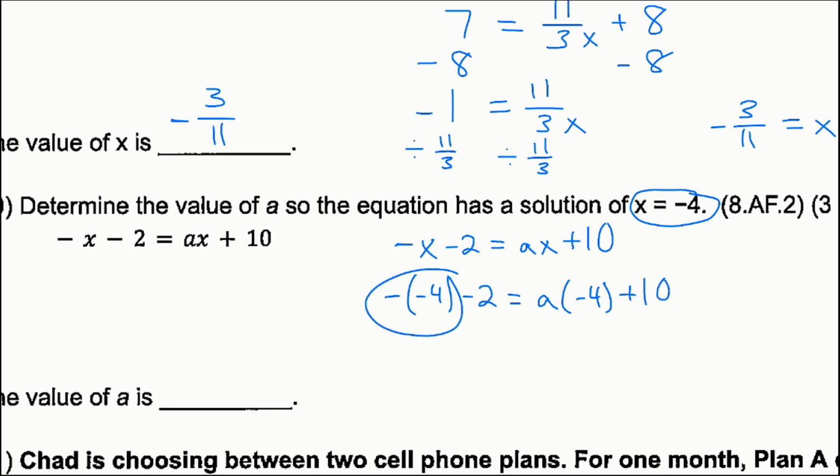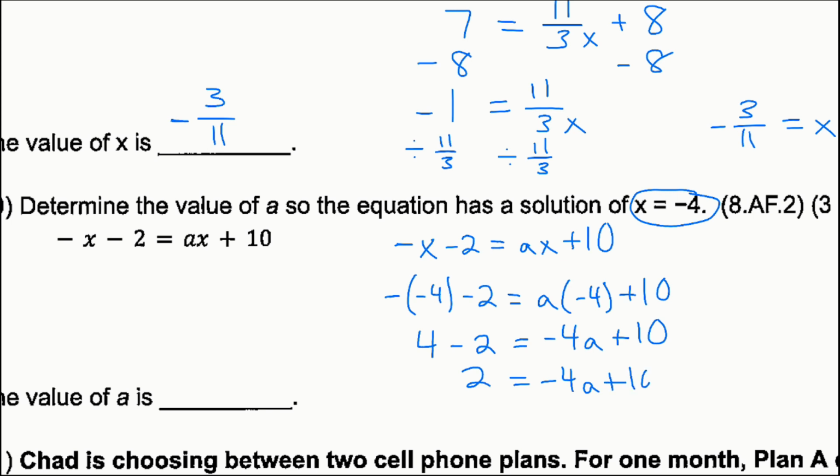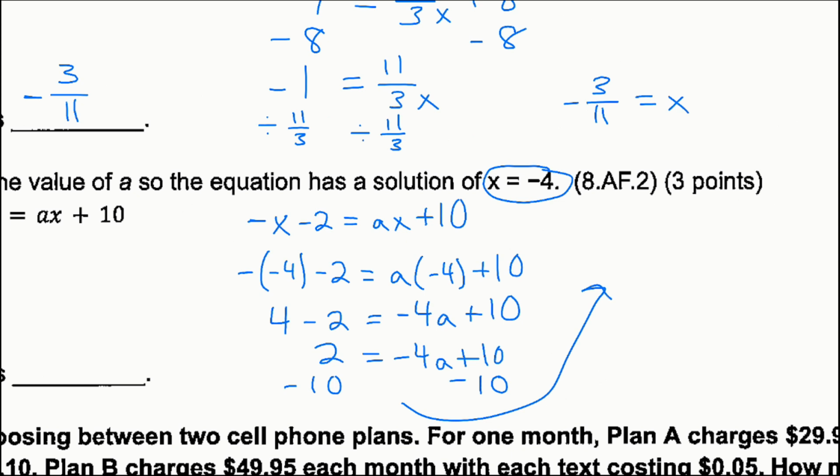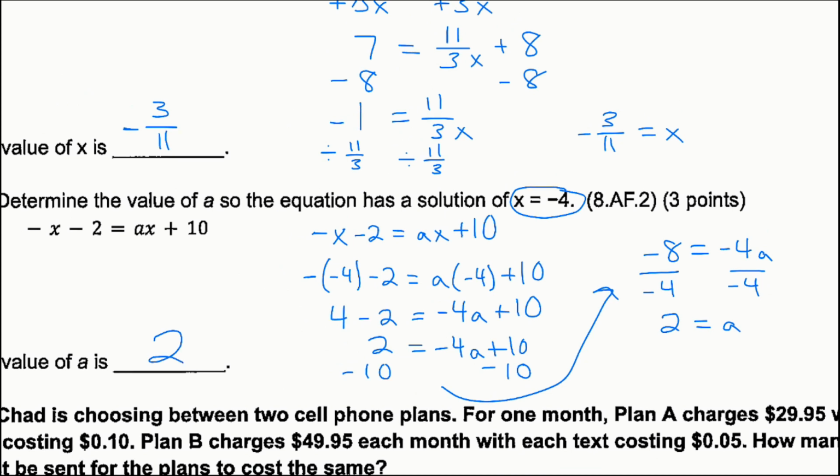When you take the opposite or a negative of a negative, what you're really doing is just the positive. It's the opposite of a negative. I'm going to switch this negative 4 up front here. 4 minus 2 is 2 equals negative 4a plus 10, minus 10. That gets me, going to loop around here, negative 8 equals negative 4a. Divide by negative 4 to get 2 equals a. Okay, so there's that. That's 20.